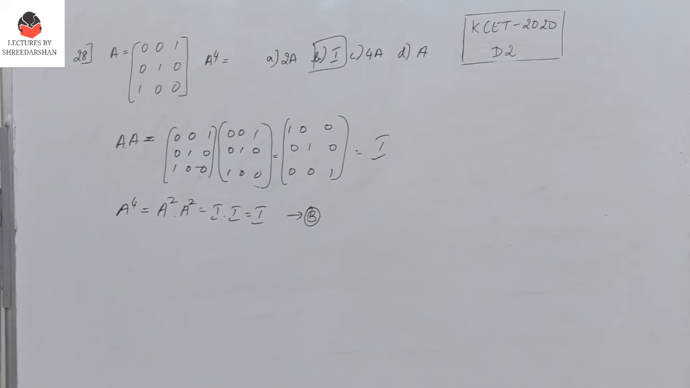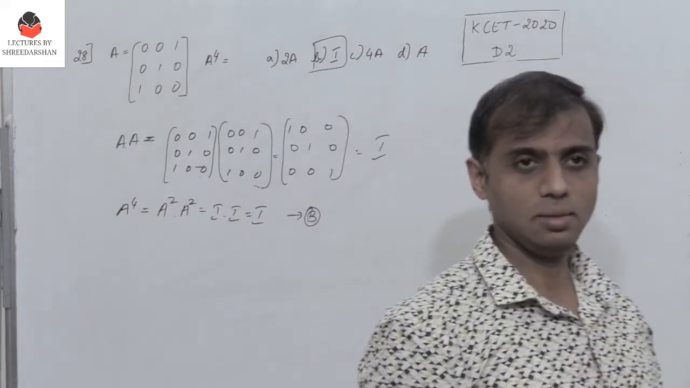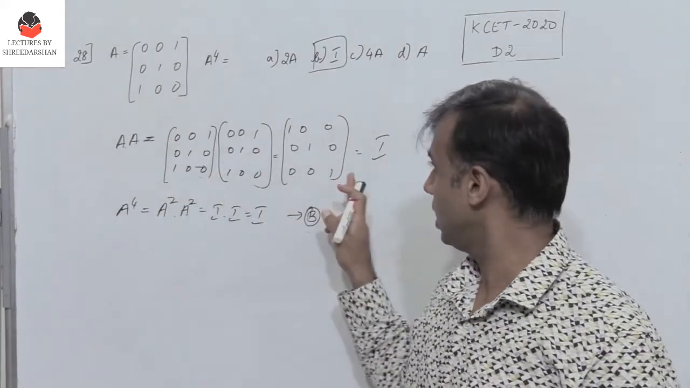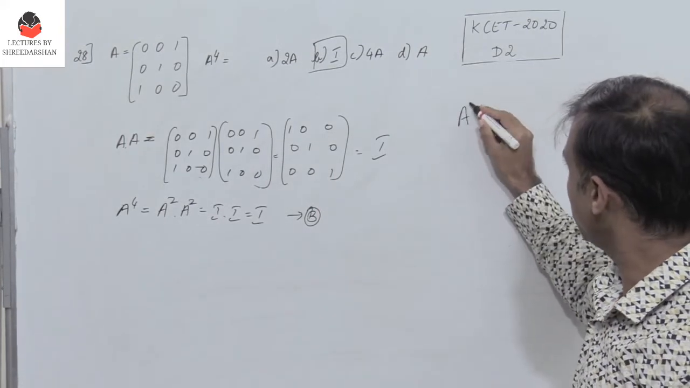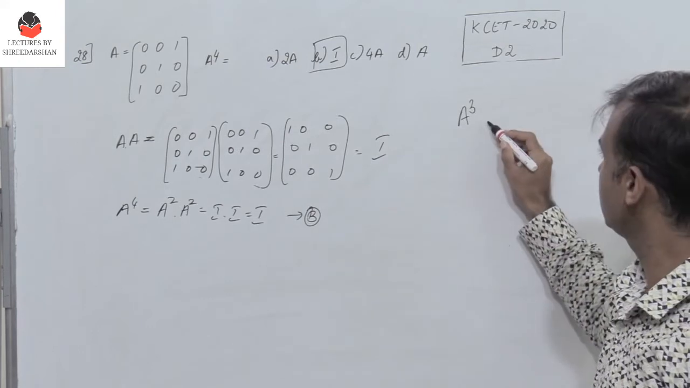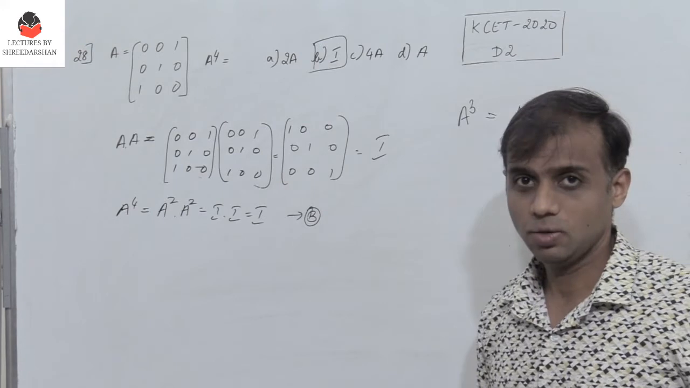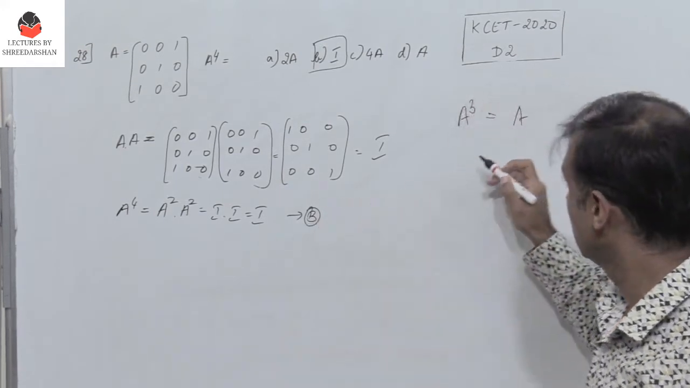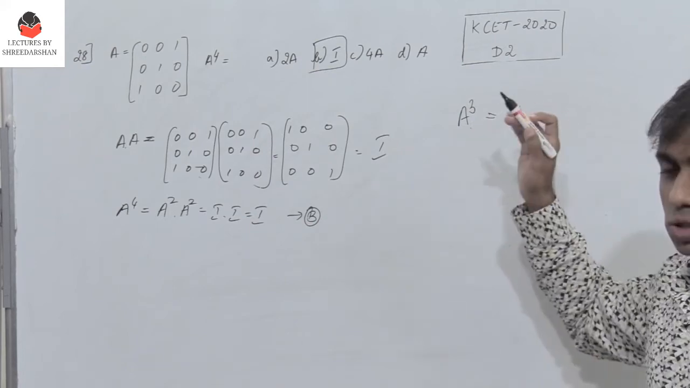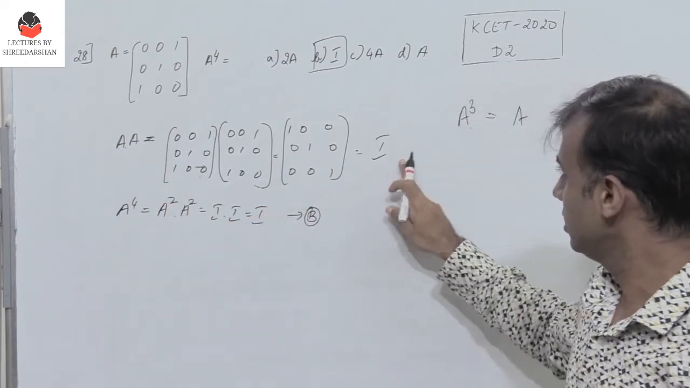So what you need to remember is that given a matrix A which happens to be a mirror image of the identity matrix, the square of this matrix gives me I. Now in case you are asked to find A cube, in that case you should be able to write it as A. So maybe in the next entrance, if you're appearing for CET or any other entrance, suppose you get a problem where you need to find A cube. Just remember that if you have a matrix A like this, A square is I, so A cube will be A.